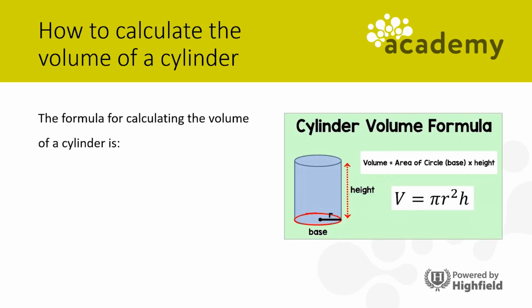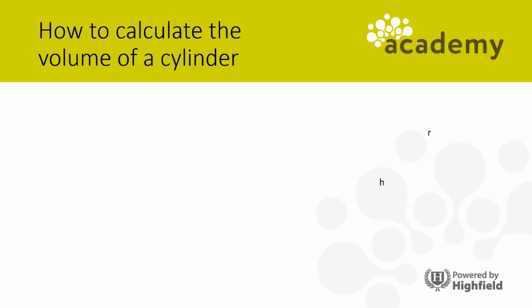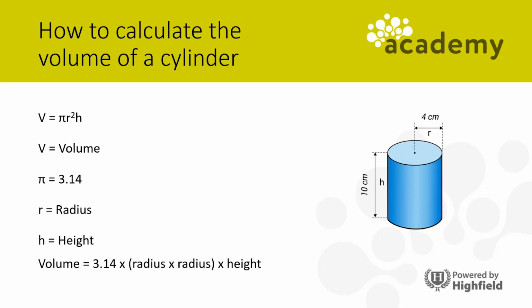Let's look at how to calculate the volume of a cylinder. The formula for calculating the volume of a cylinder is V equals pi r squared h. But what does this mean, and how do we work it out? Well, let's look at the formula and break it down. V equals volume, pi equals 3.14, and the radius is the r. H equals height.